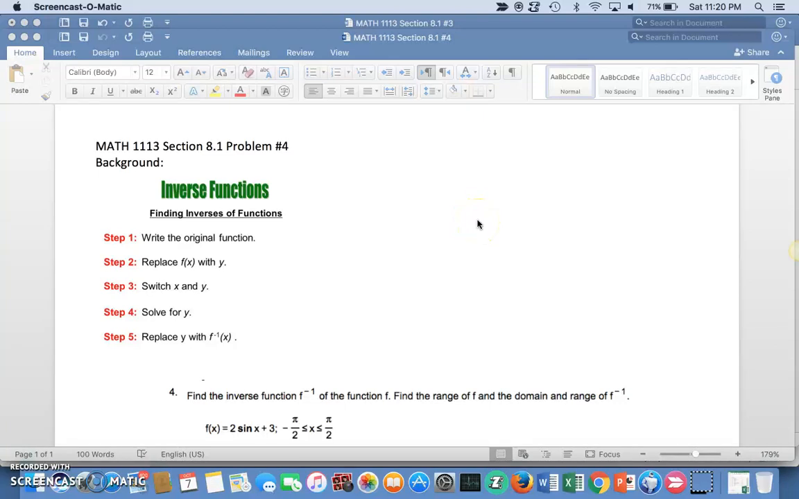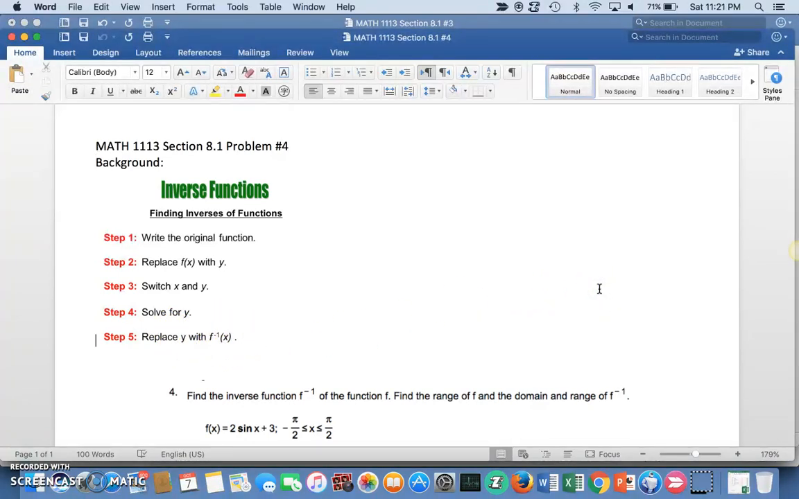Okay, this of course was dealing with inverse trig, and you have found in the past the inverse of an algebraic function. The basic steps are very, very similar, and anytime you find the inverse of a function. Step 1, write the original function. Step 2, replace the f of x with y. Step 3, switch the x and y or interchange them. Step 4, solve for y. And step 5, replace that y with f inverse of x.